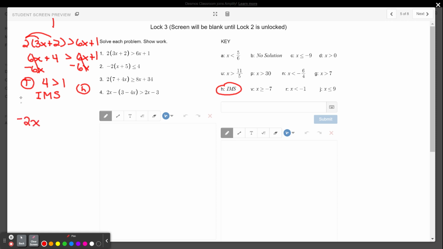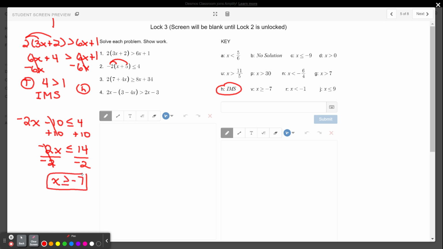I'm going to just distribute negative 2 inside the parenthesis to save on some time. So then I'm going to add 10 on both sides here. We're left with negative 2x is less than or equal to 14. Now remember, because we haven't seen this in a couple slides, when you divide both sides by a negative, we have to make the less than or equal sign greater than or equal to. So we have to switch it. So that is going to be the letter V.